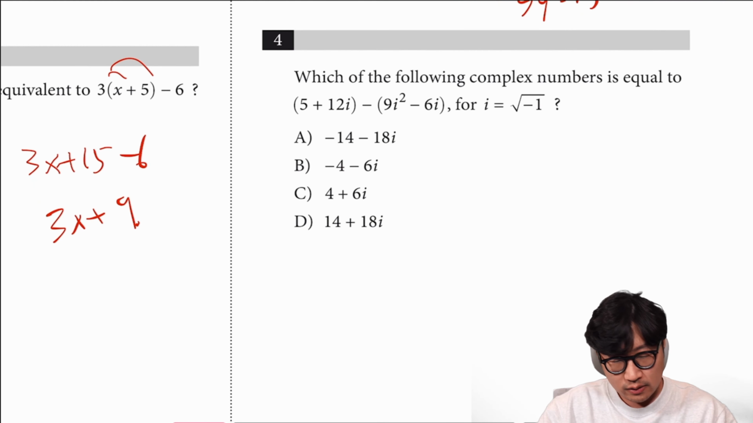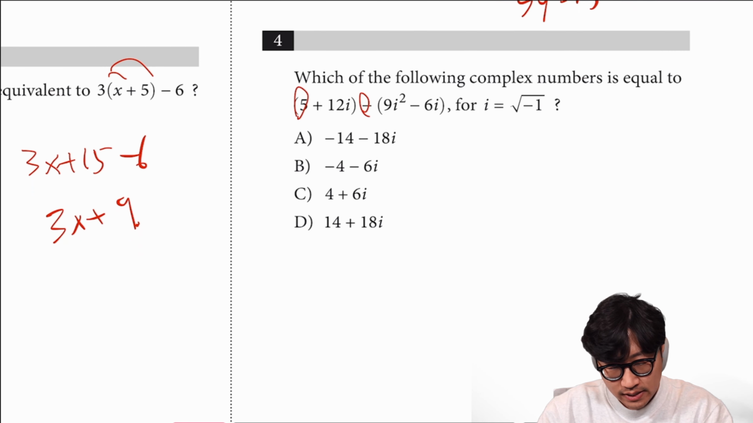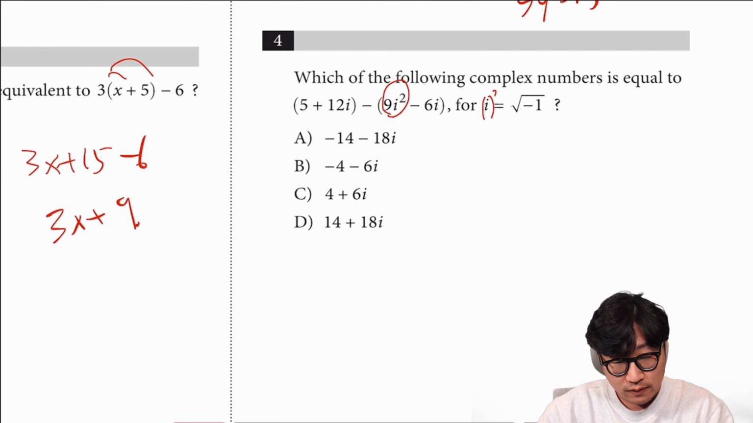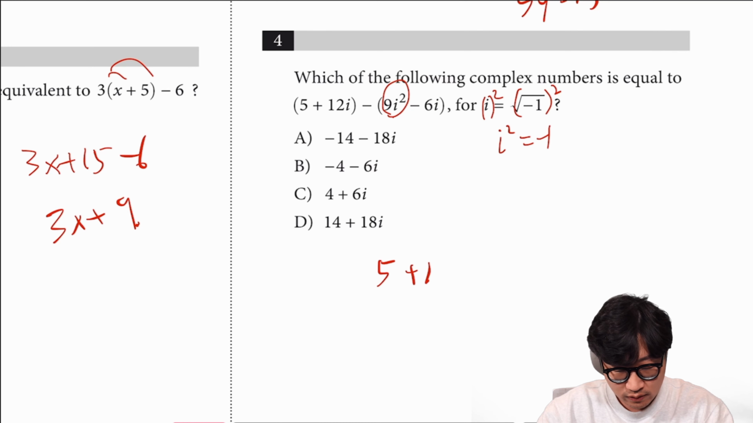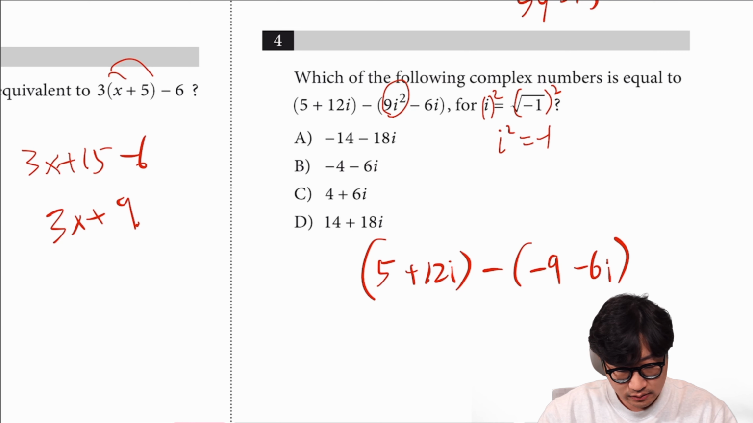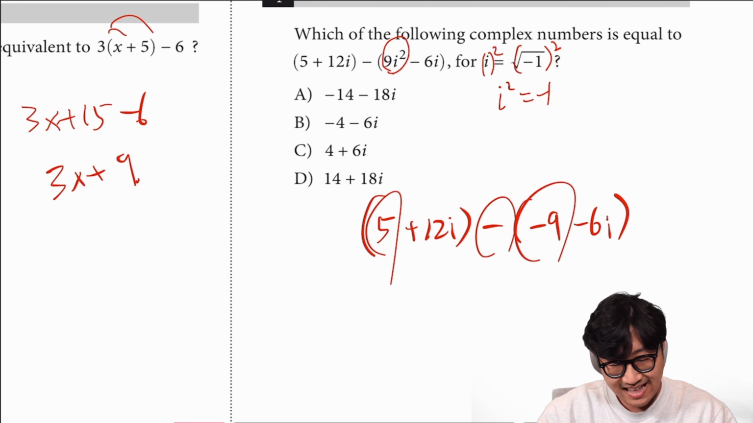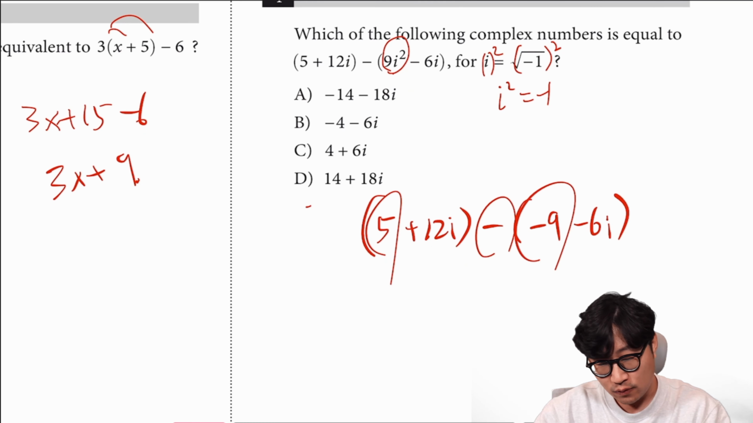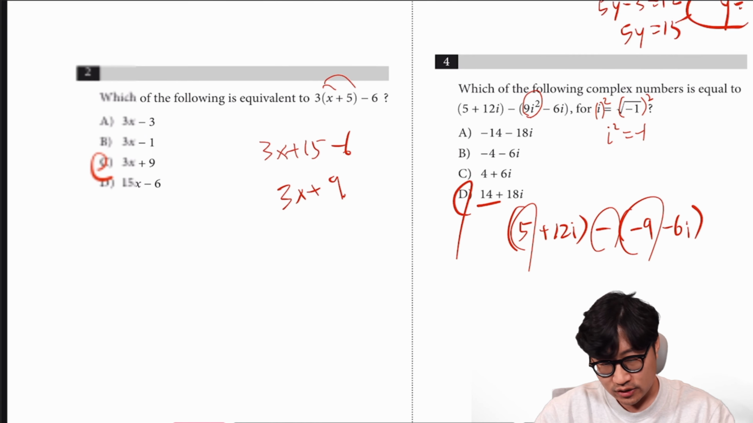Number 4, which of the following? Okay, so first of all, if you notice, that's a 9i squared. i squared is just negative 1, you should really know that. But anyway, so 5 plus 12i and minus, that'll be negative 9 minus 6i. So here we go. 5 minus negative 9, so that becomes a plus, so that should be 14, and enough is enough. I'm not going to check the i term.